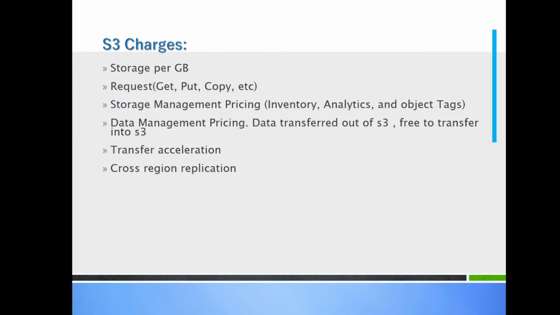Request. In Amazon, there are no charges if you upload the data. There is a charge in accessing S3. Basically, if you are uploading and downloading the data, there is a charge associated with that. If you are uploading the data, there is no charge. But if you are downloading the data, there is a minimal charge for bringing the data out of Amazon. So for that also there is a charge. That is a request.